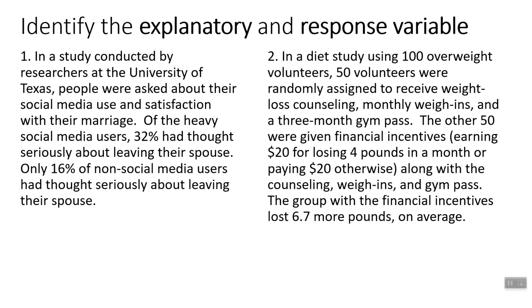So the first one here, in a study conducted by the researchers at the University of Texas, people were asked about their social media use and satisfaction with their marriage. Of the heavy social media users, 32% thought seriously about leaving their spouse. Only 16% of the non-social media users had thought seriously about leaving their spouse. All right, so we've got to figure out what's our explanatory variable, what's our input here. And what is the response? What's the output here?